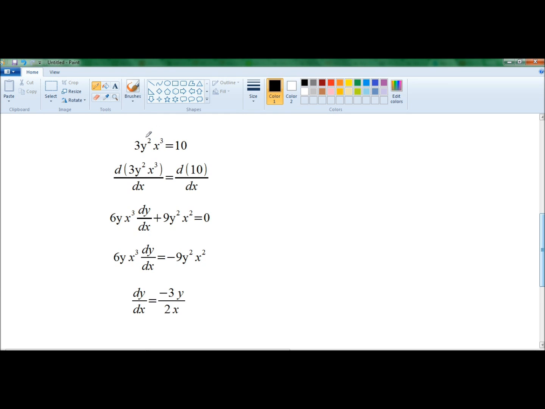The derivative of y squared is just 2y dy dx. I multiply that by 3x cubed, which is 6y x cubed times dy dx. The derivative of x cubed is just 3x squared. Multiply that by 3y squared, and you get 9y squared x squared. And the derivative of 10 is just 0. So solving for dy dx again, I move 9y squared x squared to the other side, and then I divide both sides by 6y x cubed. So I find the derivative of this equation to be negative 3y divided by 2x.